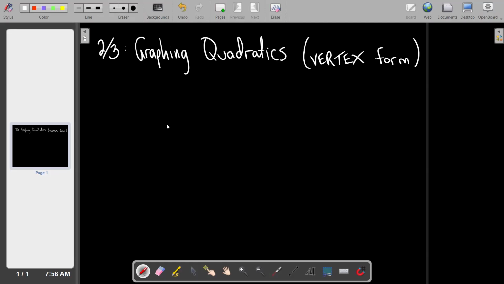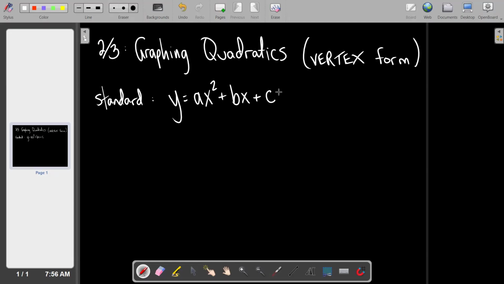So what you guys have been doing for the last, I think, 2 days is graphing quadratics in standard form. So standard form is the one you've been using. Y equals ax squared plus bx plus c.